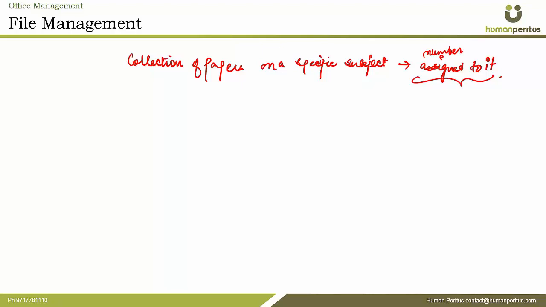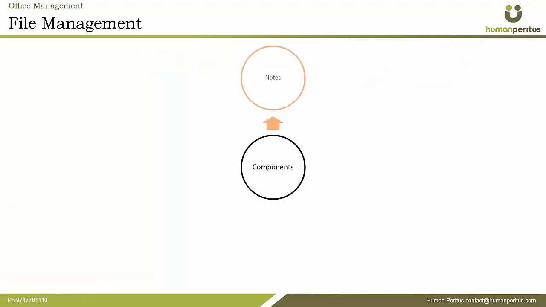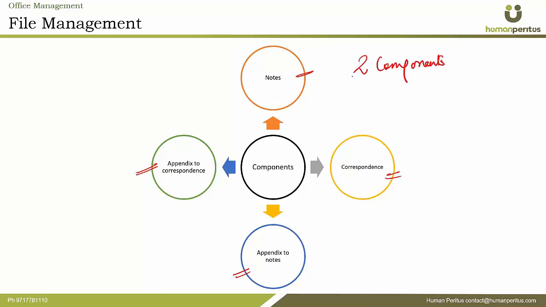So, what does a file comprise of? There are certain components of a file. A file comprises of notes, correspondence portion, appendix to notes, and then the appendix to correspondence. Now the purpose of attaching an appendix is if the notes portion or the correspondence portion becomes bulky. So basically and primarily there are 2 main components in a file, which are notes and correspondence, and the others are appendices. To be precise, there are 4, and otherwise the main components are 2: the notes portion and the correspondence portion.